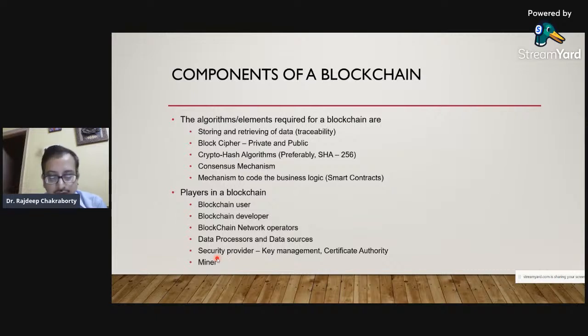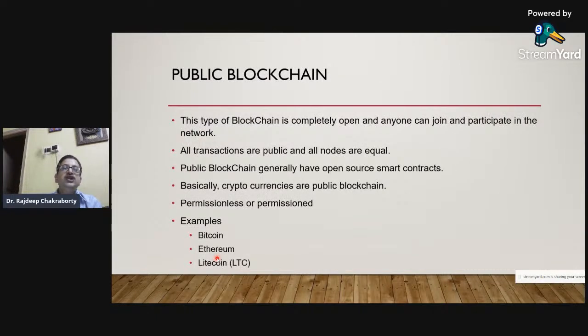Now blockchains are basically of two types: public blockchain and private blockchain. Coming to the public blockchain, it is a type of blockchain which is completely open, and anyone can join and participate in the network. The best example is cryptocurrency or Bitcoin. Not all cryptocurrencies, but let's take Bitcoin. It is public because whenever I want, I can enter and do a transaction in Bitcoin. All transactions are public and all nodes are equal in a public blockchain.